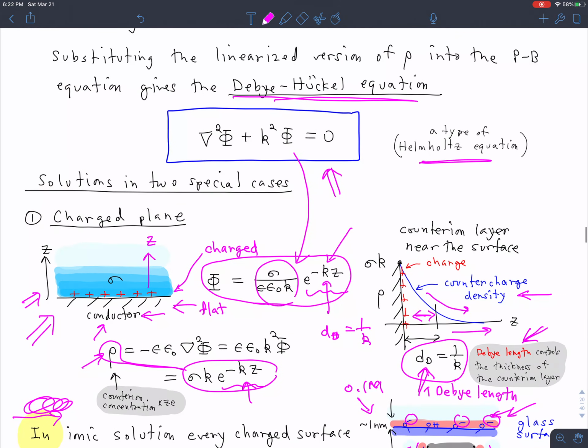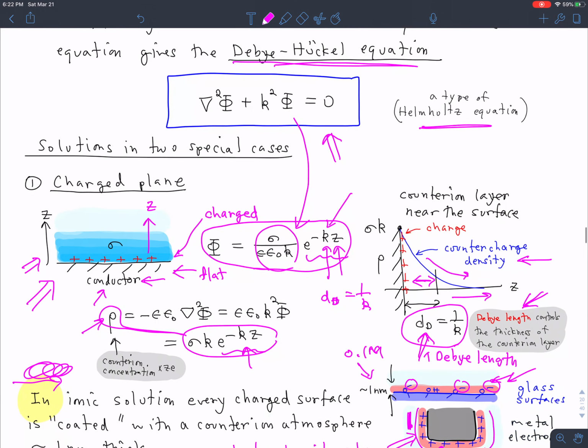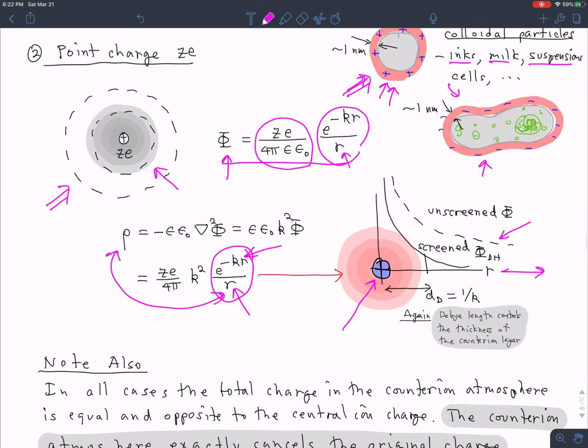That's very reminiscent of this exponential decay that we saw up here for the flat plane case. It's basically the analog for a spherical system to the flat plane case. And look, our constant kappa is appearing again, and that kappa is still 1 over the Debye length, and so it controls how thick and how big the counterion atmosphere is around each and every ion in the solution. They're all basically about 1 Debye length in size. And again, that's about a nanometer. So there's a little counterion atmosphere of about a nanometer thick surrounding every ion in solution inside an ionic solution.